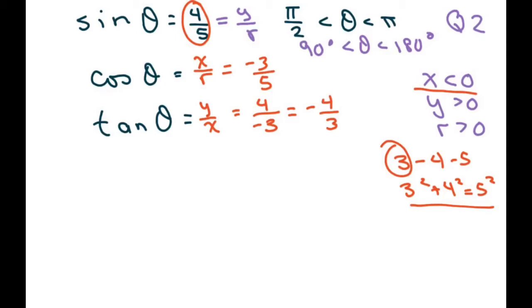Okay? Now the next set we will have to use Pythagorean identities because they aren't Pythagorean triples.